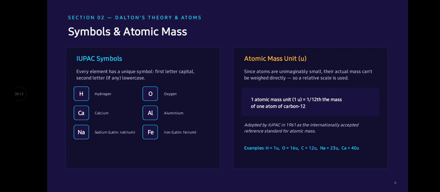The masses are given below as an example: H equals 1 u, O oxygen is 16 u, C carbon is 12 u, Na sodium is 23 u, and Ca calcium has 40 u.